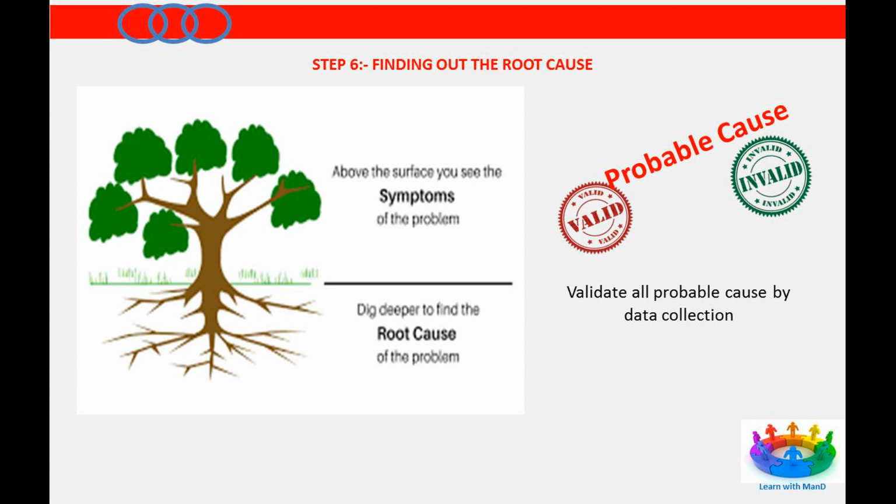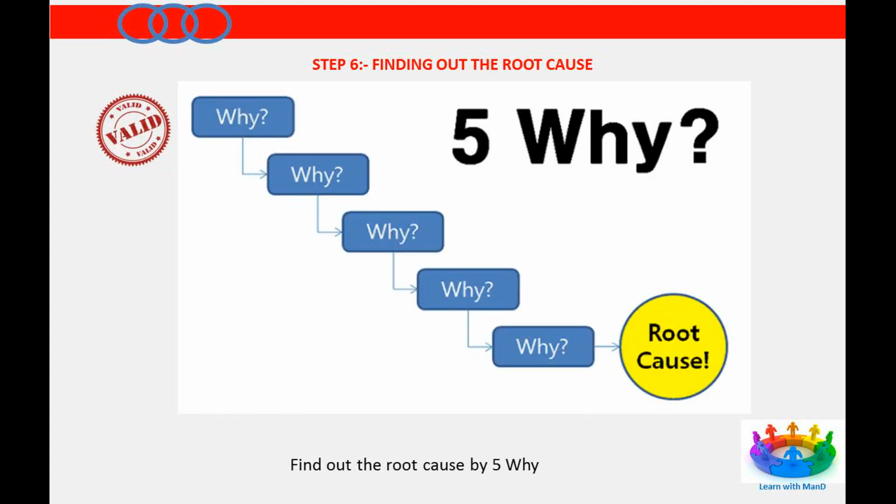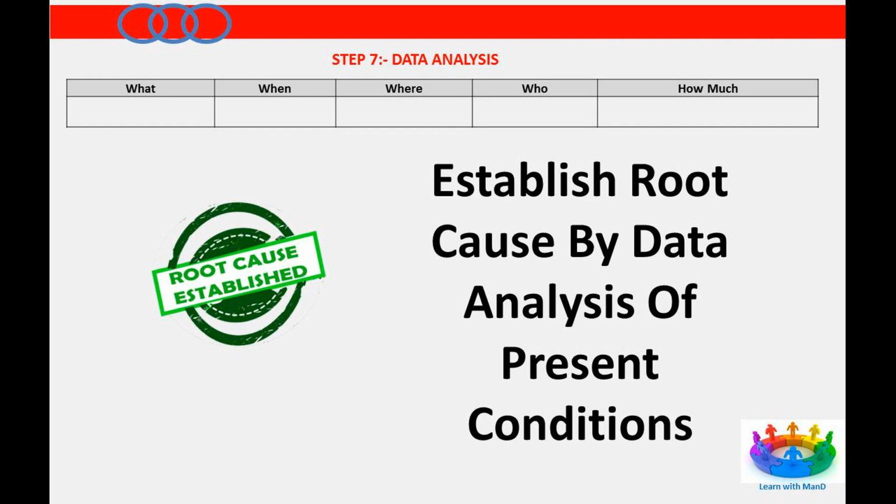In this step, when we find out all the probable causes using fishbone diagram, we will first validate those probable causes, and after selecting the valid and invalid causes, the valid causes will be used for doing a why-why analysis to find out the root cause. After finding out all the root causes, we will validate these root causes by data analysis. We'll find out whether these root causes are actually a root cause or this is wrong information. So we will establish all the root causes.